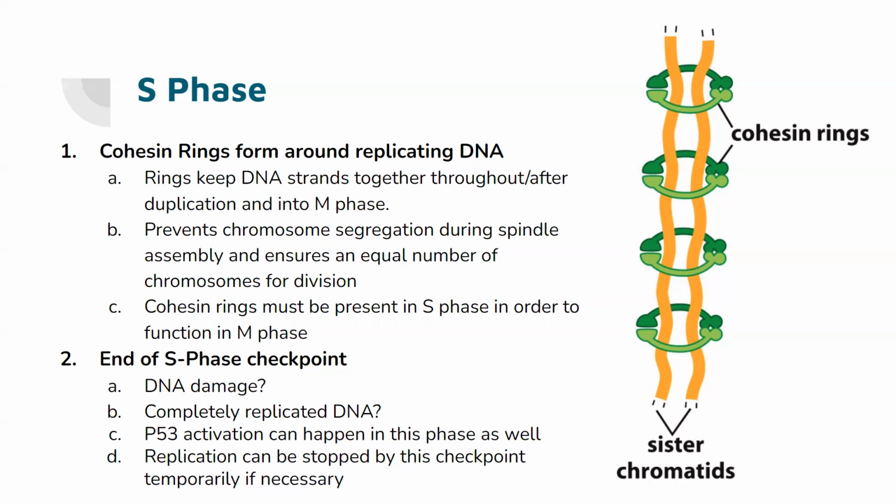And so very important, that C step right there. Cohesin rings must be present in S phase in order to function in M phase. And we will see why. And so there's an end of S phase checkpoint, and the cell is checking for DNA damage. It is checking to see if its DNA is completely replicated. P53 activation can happen in this phase as well, and we saw P53 was a tumor suppressor earlier on. Very important molecule.